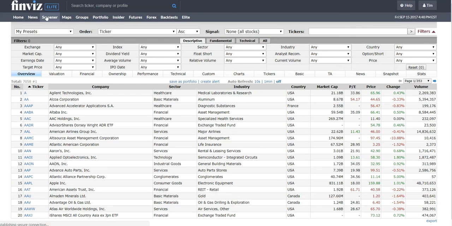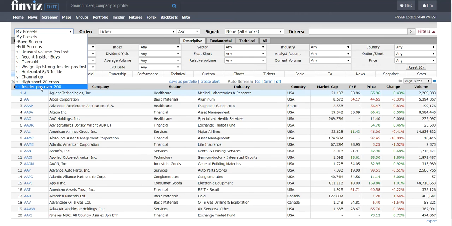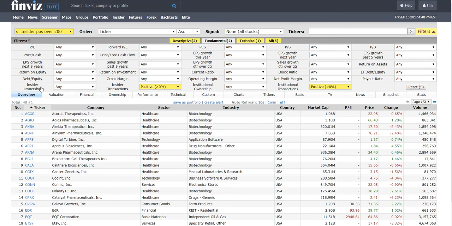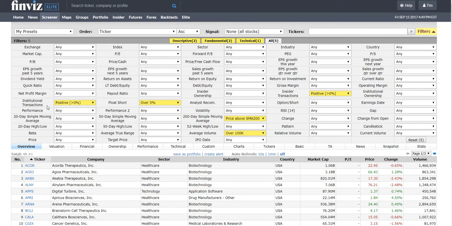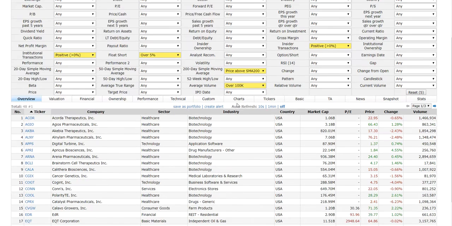But the real main reason that I like Finviz is because of the preset scans, right? I have some preset scans that I've built. It's so incredibly easy to build the scans. This particular one is just insider positions with positive institutional transactions, a short float of over 5%, price above the 200-day simple moving average, average volume of 100,000 shares, and insider transactions being positive. That's really all I've got set for this scan.